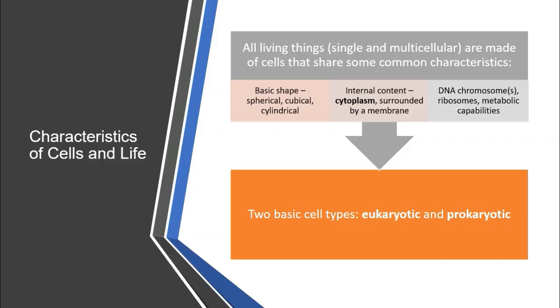Now, first of all, let's start to talk about the characteristics of a living cell. Okay, so the characteristics of a living cell can be stated like this: all living things are made up of cells that share some common characteristics. A living thing can be composed of a single cell or of multiple cells, so we call it a single-celled or multicellular organism.